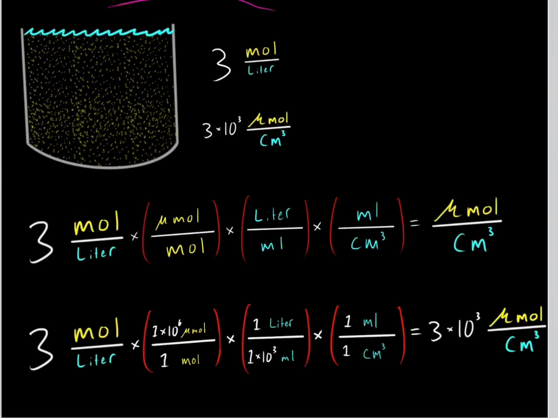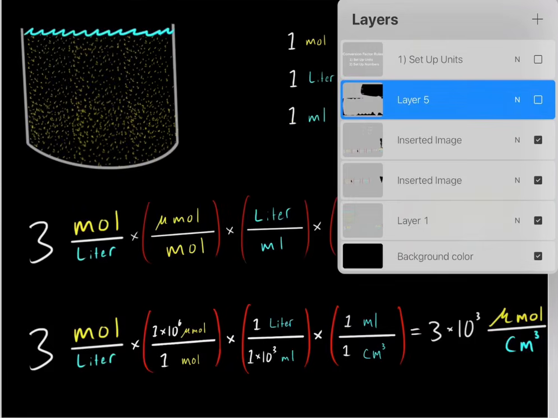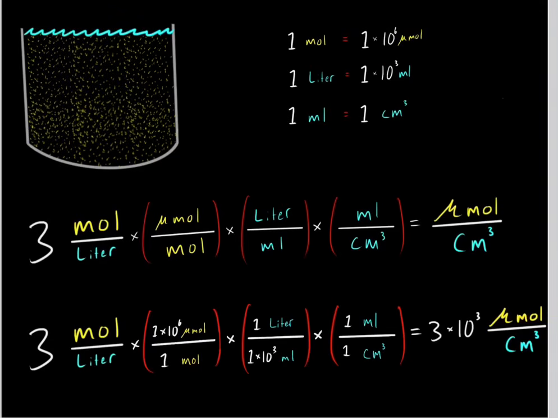So again, we know the solution had 3 moles per liter. That's the same thing as saying this solution has 3 times 10 to the 3 micromoles per centimeter cubed. And you might wonder, why did we have to add in this milliliter? Well, based on the relationships you'll usually see in a textbook, we knew how to go from liter to milliliter, and then from milliliter to centimeters cubed. So we had to go that extra step, because usually these are the conversion factors you'll see in a textbook.